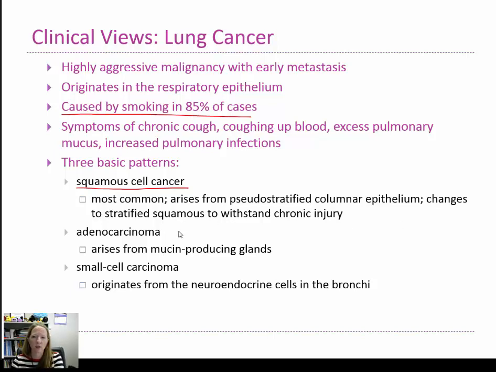But it can also happen to the esophagus, where we'll talk about how you do have a certain type of epithelium, and it can change over to stratified squamous, and it completely loses the function that the lungs are going to need. There is the adenocarcinoma, which arises from mucin producing glands, and then there is a small cell carcinoma, which is going to originate from neuroendocrine cells of the bronchi.